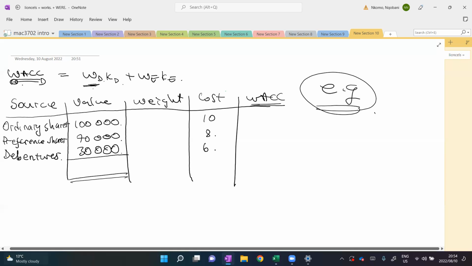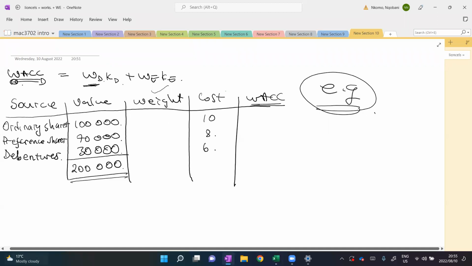The issue is about the weight. So how do we calculate the weight? Looking at the weight now, you first look at the value. The value can be in the form of book values. With book values, you take the amounts as they are in the statement of financial position, or you can take the market value of that particular source or financial instrument. So we will learn how to calculate the market value of the instruments and how to calculate the book value of those particular instruments. So in this case, the total capital of the entity, you will add all the items together. 100 plus 70 plus 30 will give you a total of how much there?